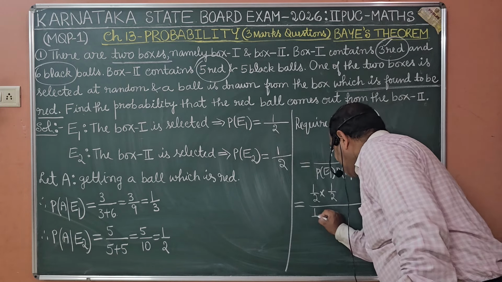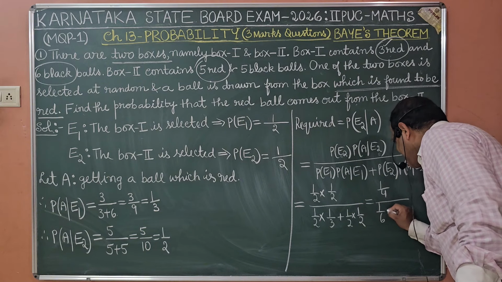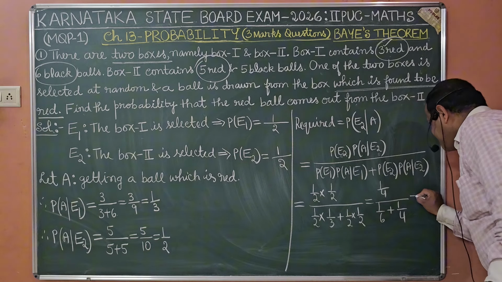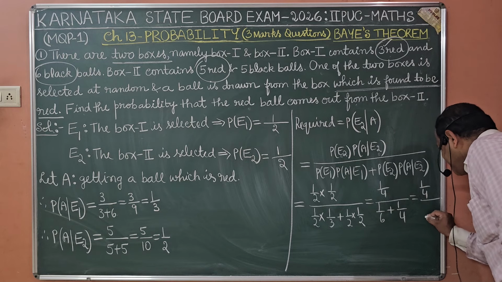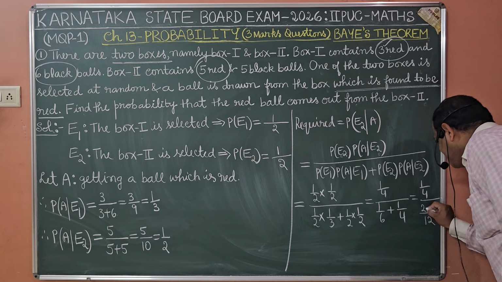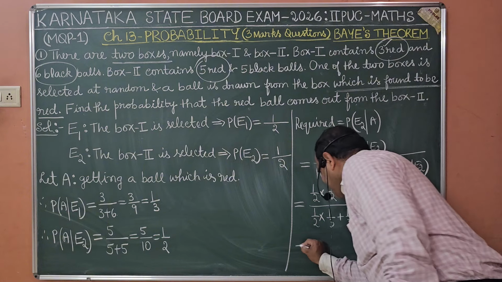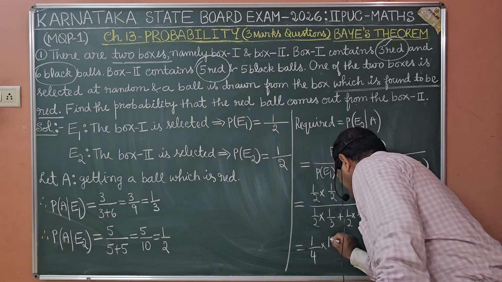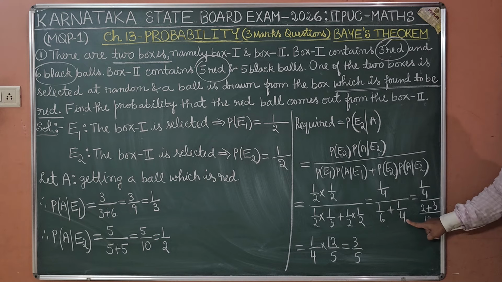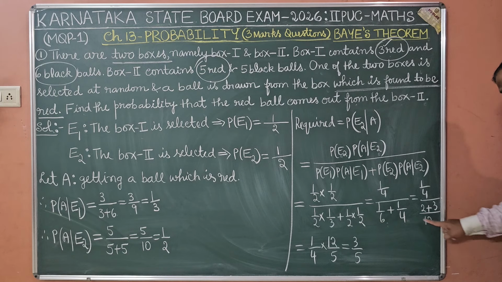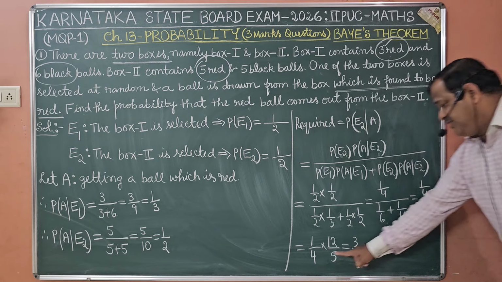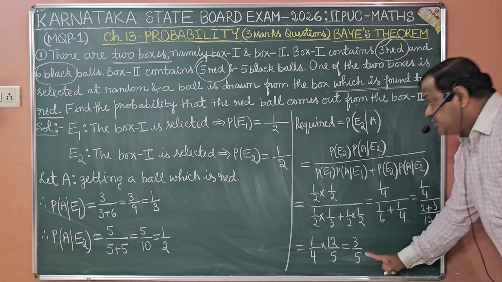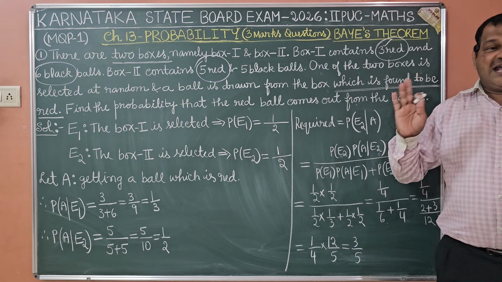Therefore this is 1 by 4 divided by 1 by 6 plus 1 by 4. The LCM is 12: 6 2 times, 4 3 times, so 5 by 12. It's 1 by 4 divided by 5 by 12, multiplied by 12 by 5. Therefore 4 goes 3 times. So the final answer is 3 by 5. This is one sum carrying 3 marks.